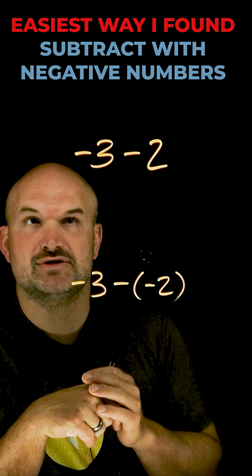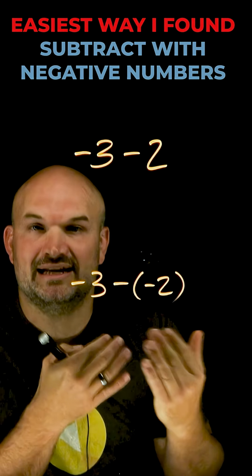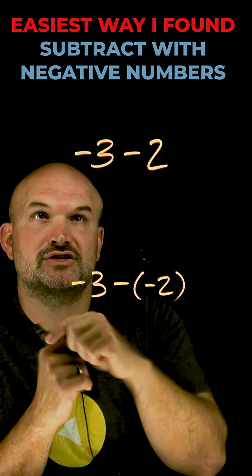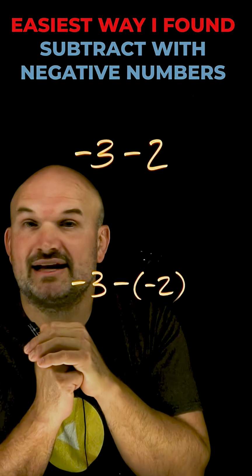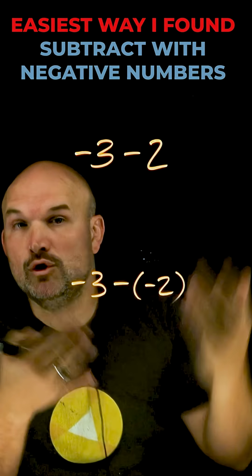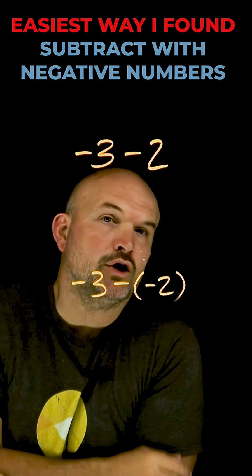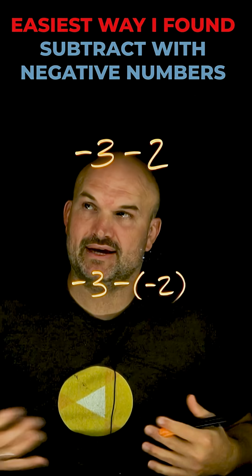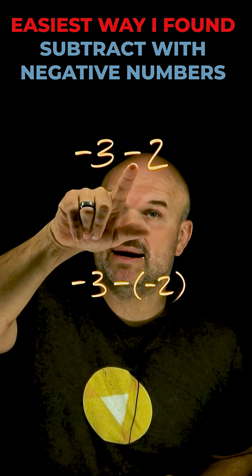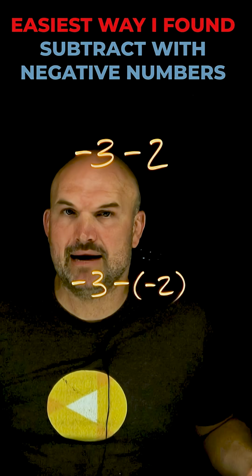A lot of times I like to think about a negative as borrowing money. So in this case, let's say -3, that means money I owe. So I owe you $3, and then I want to borrow $2 more. Now, how much money do I have?